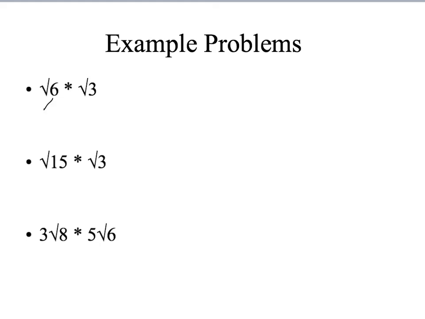So 6, we recognize, is 2 times 3. So when we multiply this all together, we'll have 2 times 3 times 3. That 3 can come out, and we're just left with 3 square root of 2.